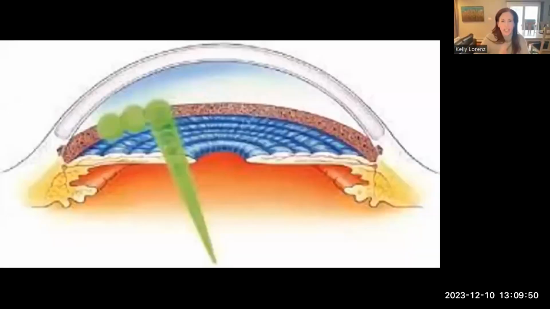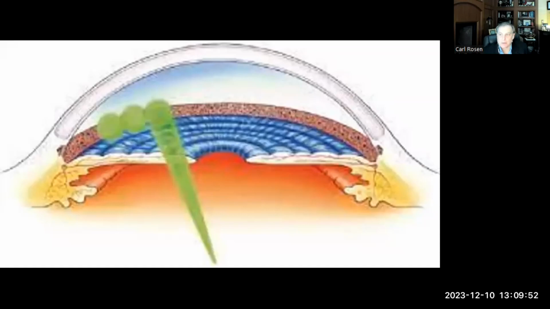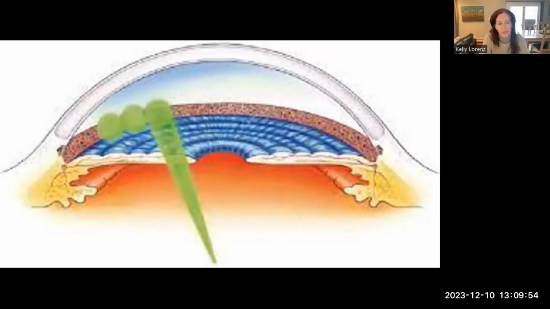So let me show a picture. I think it's a perfect time now to jump in and people can see where the laser is affecting. There we go.